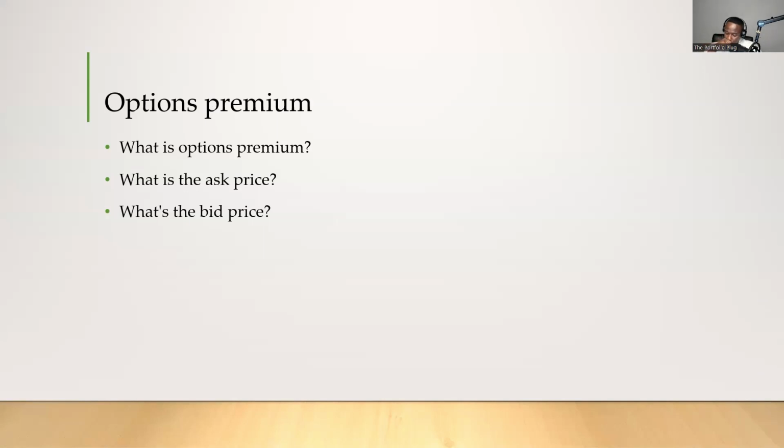The ask price is the lowest price that someone is willing to sell a share. And your bid price is the highest price that someone is willing to pay for a share. So again, ask price is the lowest price someone is willing to sell a share. Bid price is the highest price that someone is willing to pay for a share.